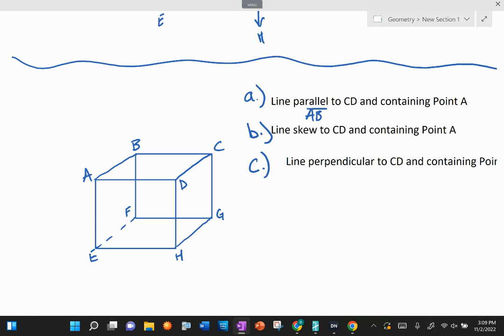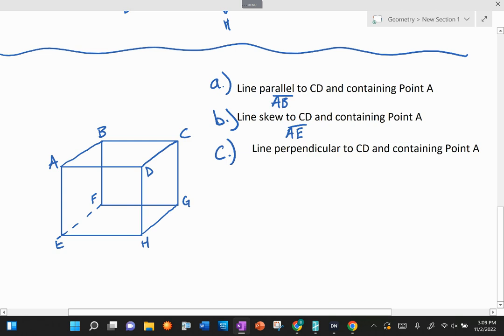What'd you get for letter B? A skew line to CD. AE. That would work. Okay, letter C. A line perpendicular to CD and containing point A. AD. Good. Okay, any questions? No, you're good. Okay, let's move on.